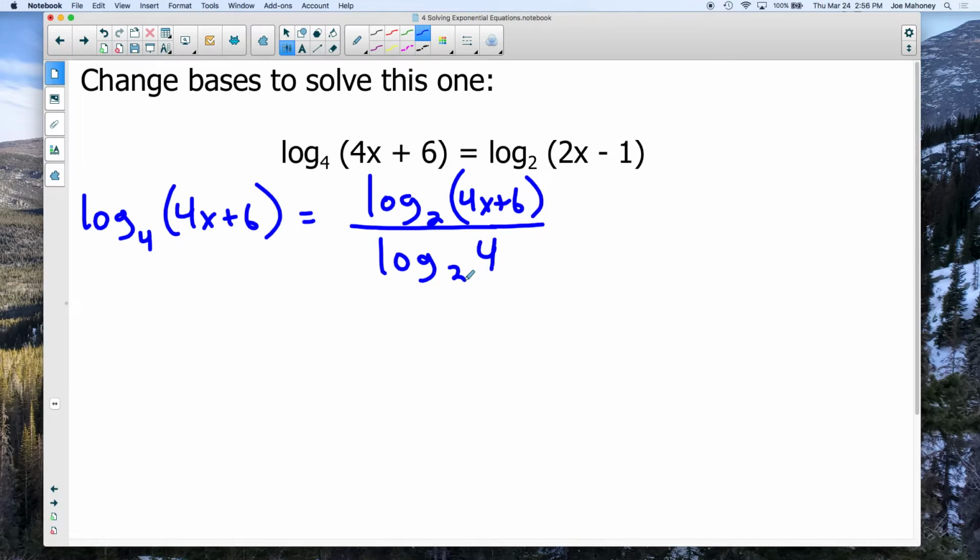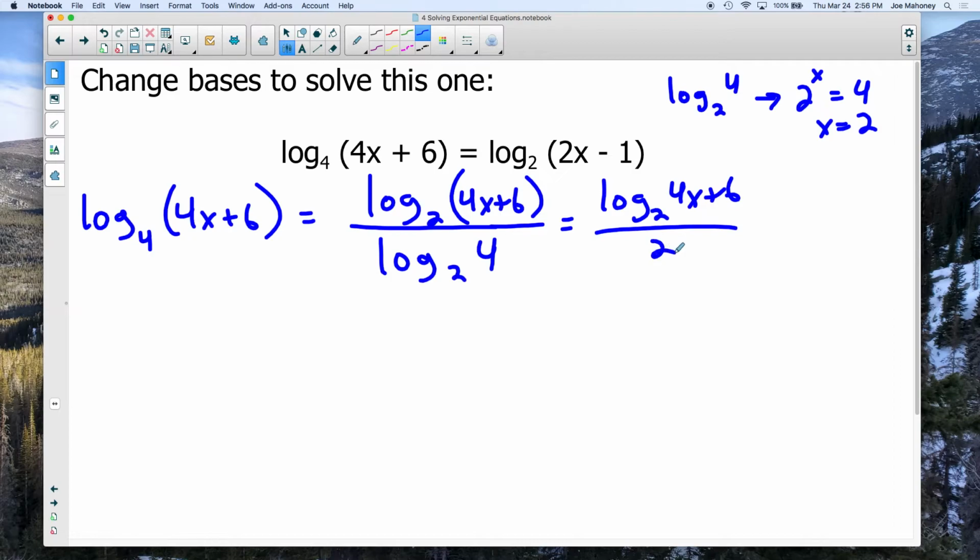Now you might be saying, boy, that made it a lot more complicated. But let's take a look at that denominator for a minute. If I want to know what the log of 4 in base 2 is, isn't that just 2 to the something power equals 4? So in this case, the value of my denominator is just 2. So it's the log of 4x plus 6 in base 2, all divided by 2.